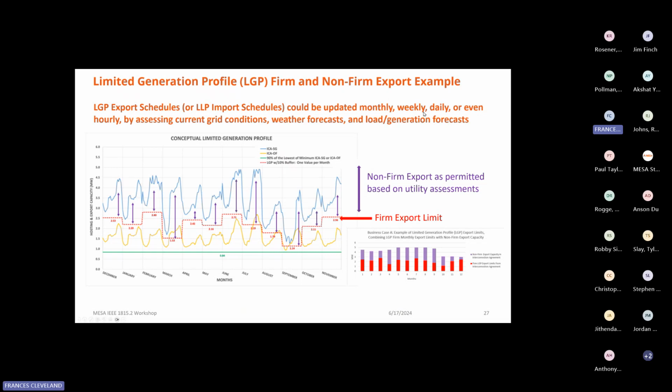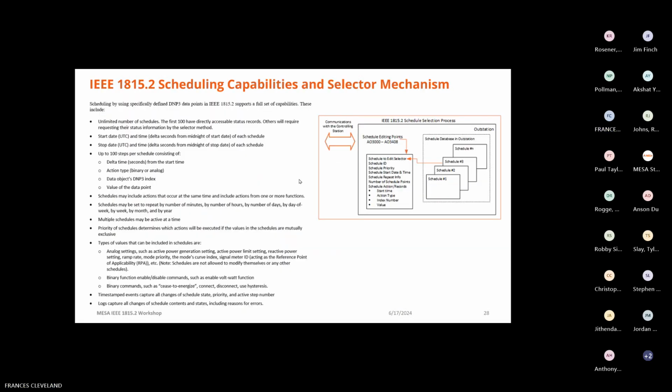We're really talking about, as I said, week ahead, day ahead, or even hour ahead type information based on schedules. So given that, 1815.2 has improved its older scheduling capability, because when it was first developed as DNP3 app note, scheduling was not particularly important, and so did not have all the capabilities that we now know need to be done.